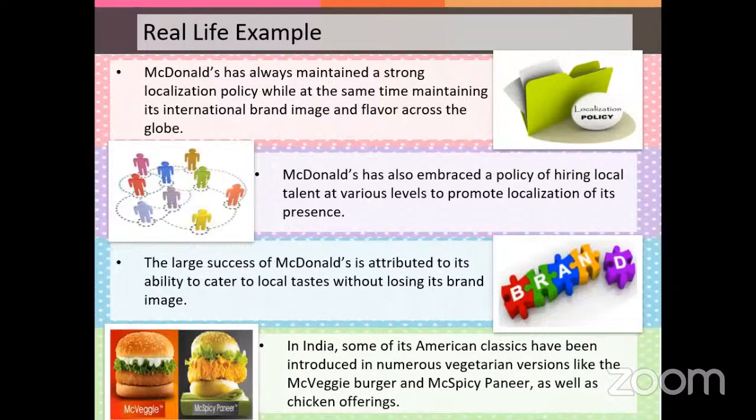McDonald's has always maintained a strong localization policy, while at the same time maintaining its international brand image and flavor across the globe. McDonald's has also embraced a policy of hiring local talents at various levels to promote localization of its presence. The large success of McDonald's is attributed to its ability to cater to the local tastes without losing its brand image. In India, some of its American classics have been introduced in numerous vegetarian versions like the McVeggie Burger and the McSpicy Paneer, as well as chicken offerings.